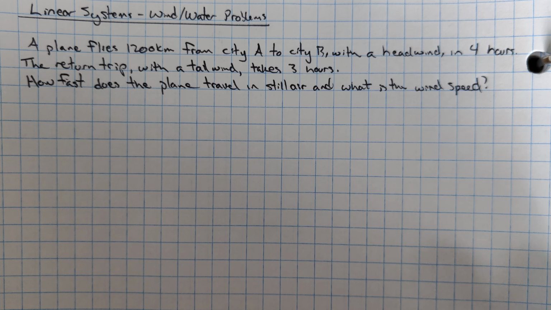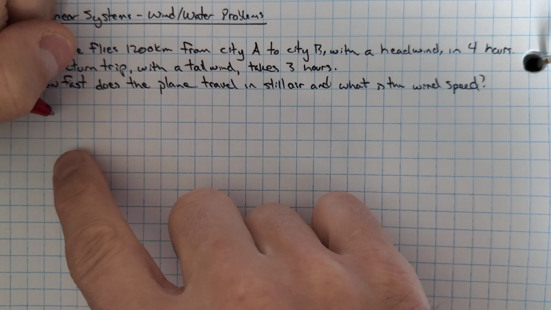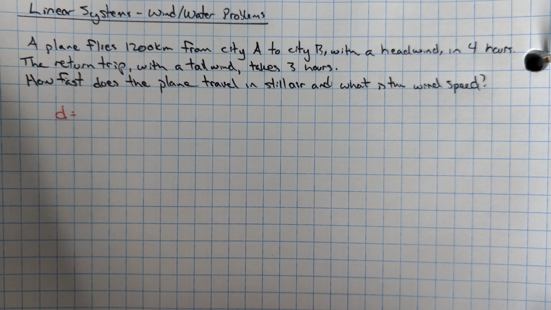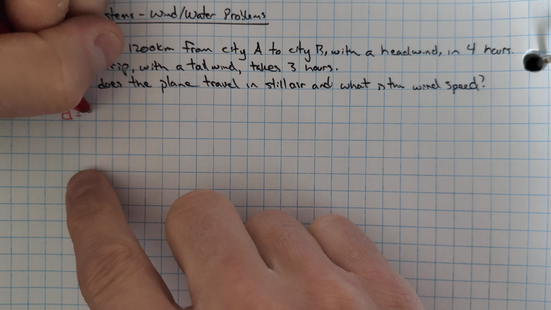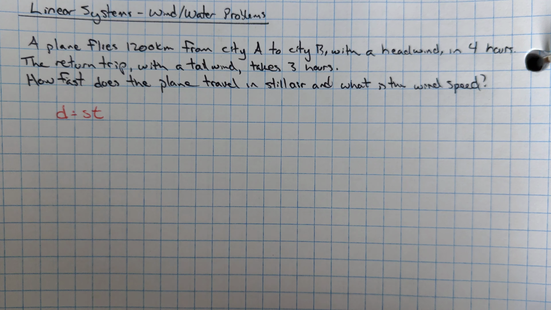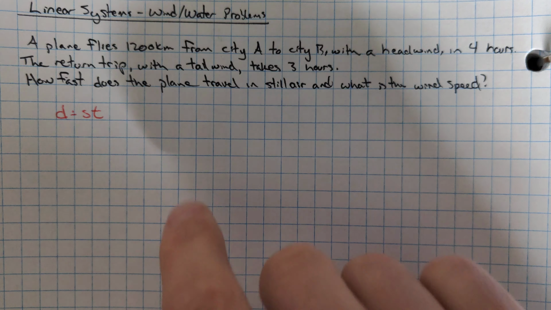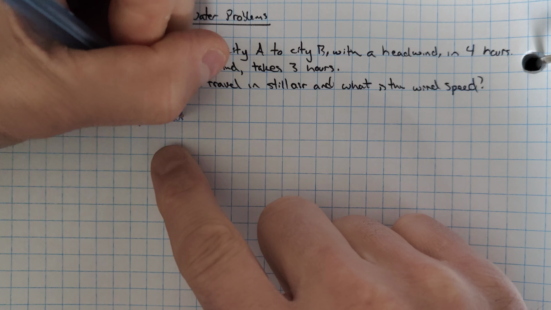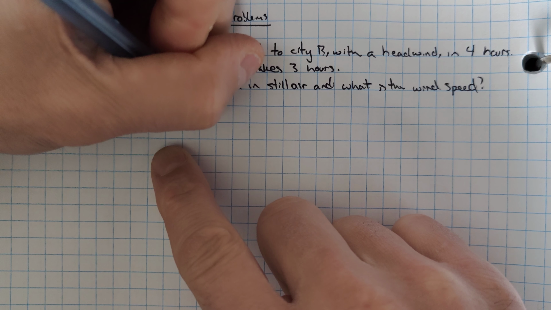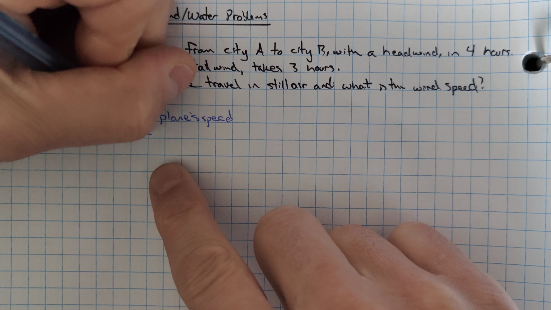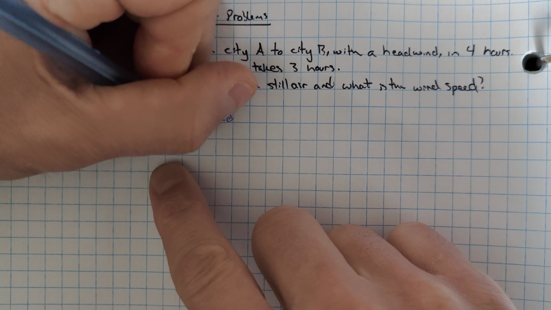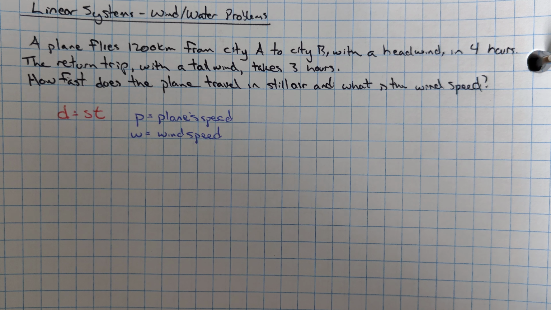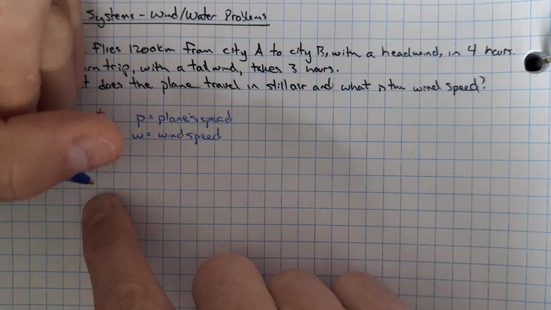So we're going to use our variation on the speed, distance, time equations, which is D equals S times T. So distance is speed times time. And we can create two equations. Our variables are going to be P for the plane speed, and W for the wind speed. So those are the two variables we're going to work with. And then our two equations are going to be based off of the distance time formula here.